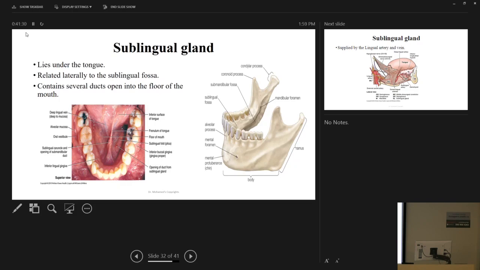Now, the sublingual gland lies under the tongue. It's related laterally to the sublingual fossa, so it's going to be right here. It contains several ducts that open into the floor of the mouth. So not like the submandibular salivary gland duct, which from each side opens here at the frenulum. This one has several ducts. For example, one of them opens right here.